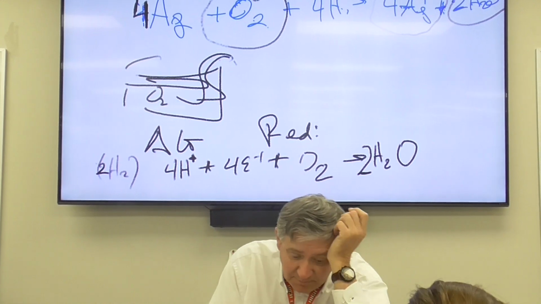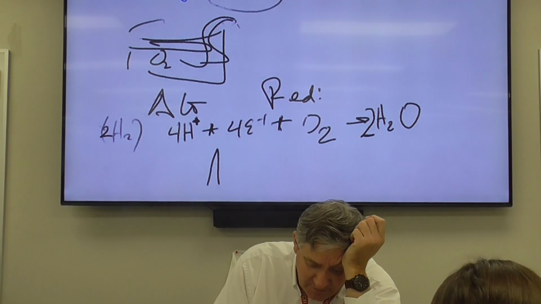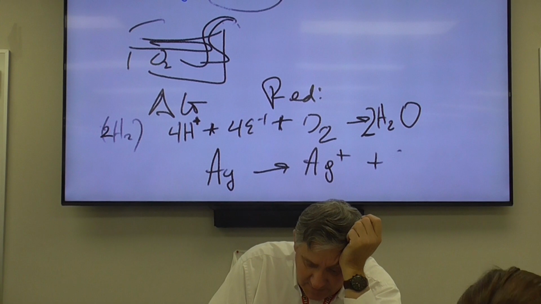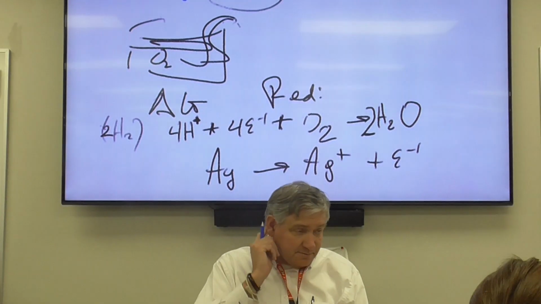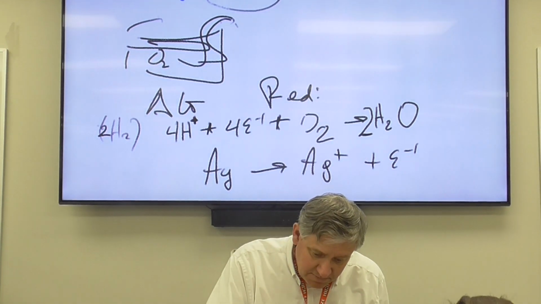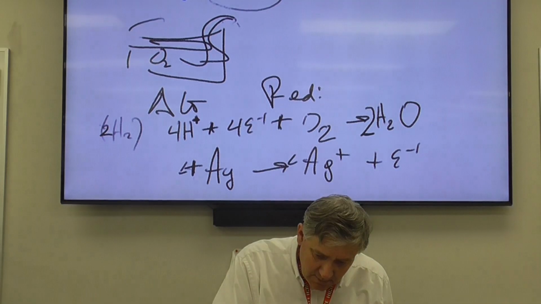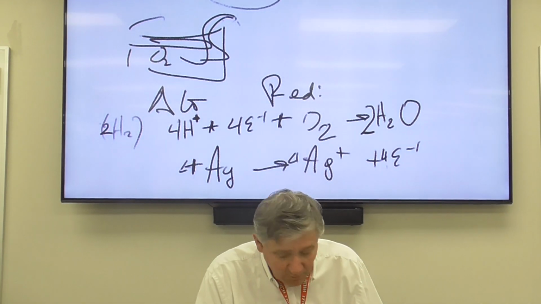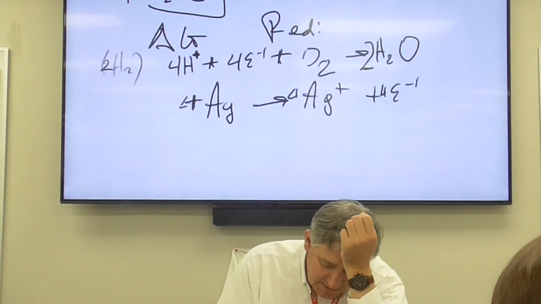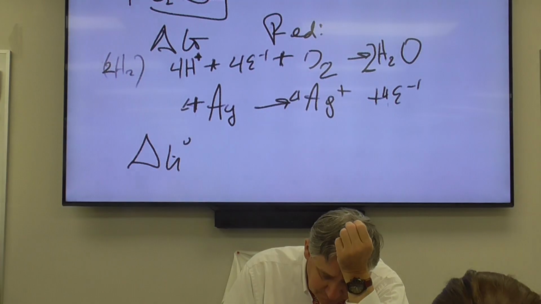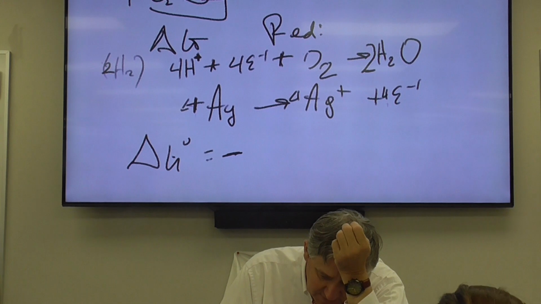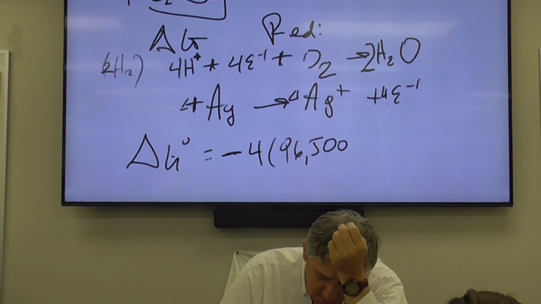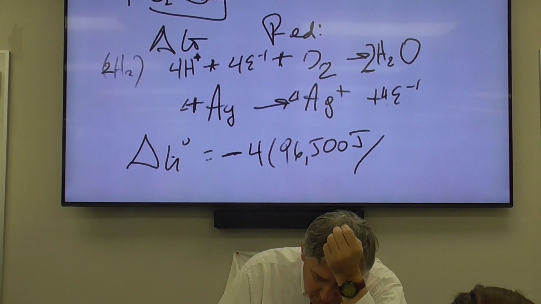Now, the silver is simple. The silver is going to go from Ag into Ag+, so I'm going to put 1 electron over here. So now what am I going to do? Times 4. So I'm going to multiply everything by 4. Now I know my value of n is 4. Okay, now we can tackle Gibbs free energy. So I've got my n value, which is 4, I've got 96,500 joules per volt mole.